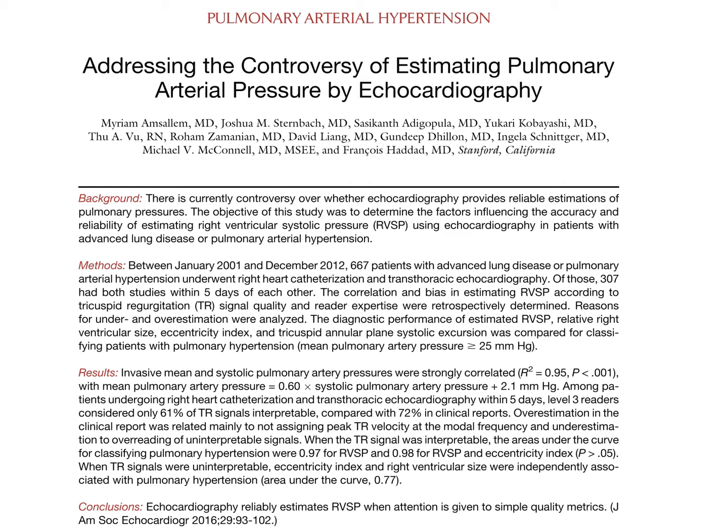They found that if you could define what a good tricuspid regurgitation signal is, you can have an area under the curve which predicts pulmonary pressure with very high precision.